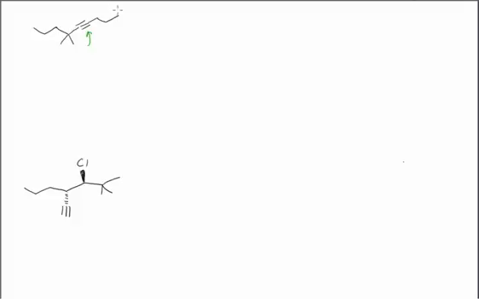So in that case, we have to number this one from the right side. And that gives us a nonyne. So instead of ane or ene, we use yne to denote that there is a triple bond present. In this case, it's 4-nonyne. You may also use non-4-yne. That is the modern rules of IUPAC.